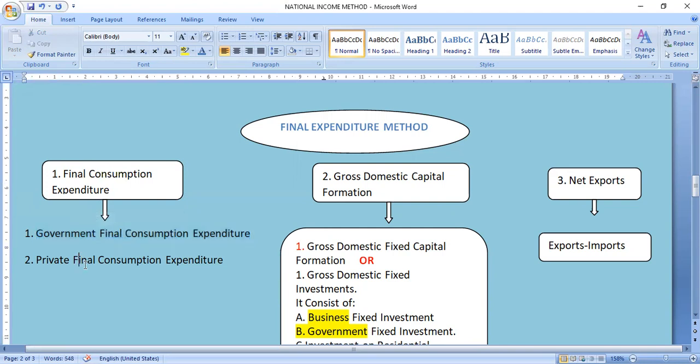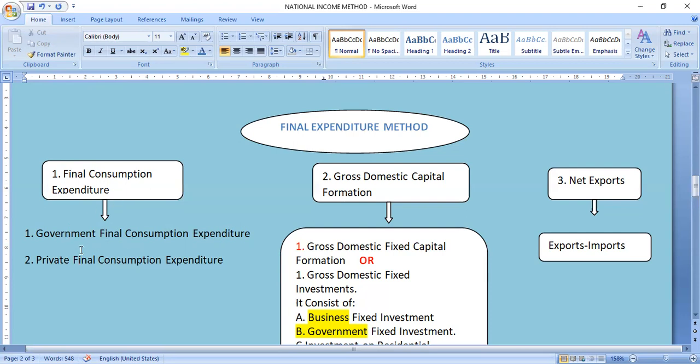Next is private final consumption expenditure. This is private expenditure, not by non-profit institutions, like consumer services, and durable goods, which are used repeatedly for several uses, like furniture, washing machines, whatever we know very well is generally bought by our people. These all come in the private final consumption expenditure for our consumption purpose. The government final consumption expenditure and the private final consumption expenditure together are one category, the final consumption expenditure.